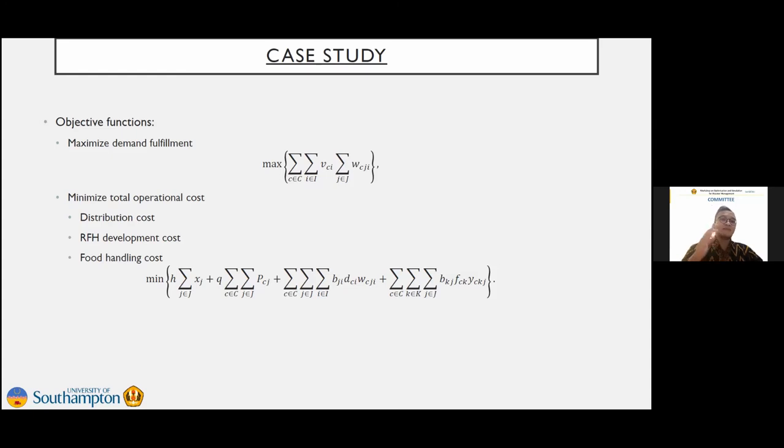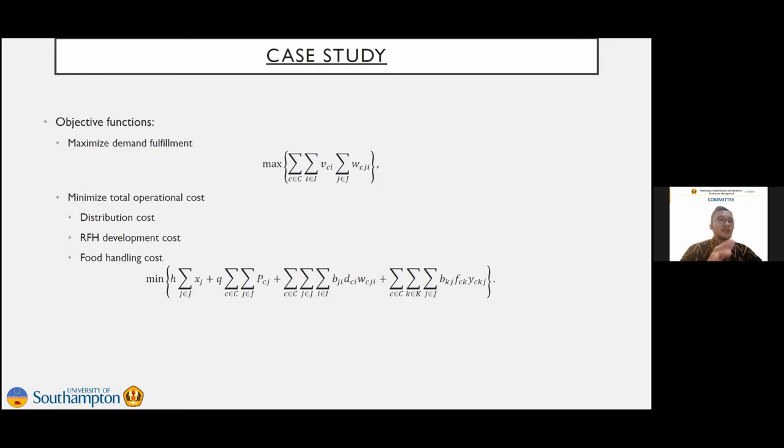capacity. As long as we have the capacity, we can continually provide the supply. However, if we have less adequate supply, we will think of the price. That is the reason why we put the parameter PCI in this case. In addition to the first priority, to optimize the fulfillment of the food needs in West Java province, we also need to ensure that we can reduce the cost, which consists of distribution costs and also RFH development cost. And the third one is food handling cost.